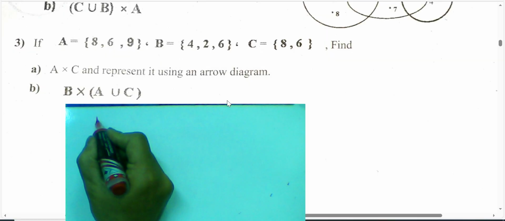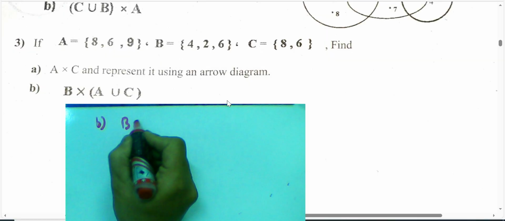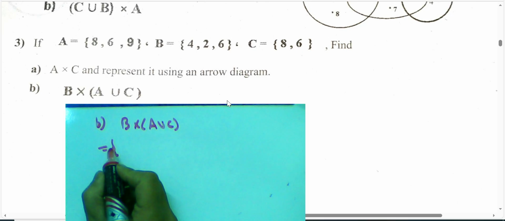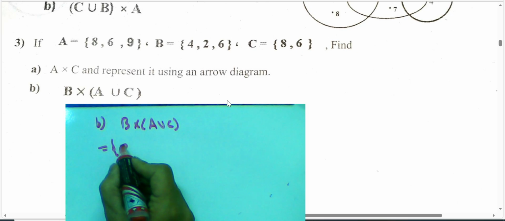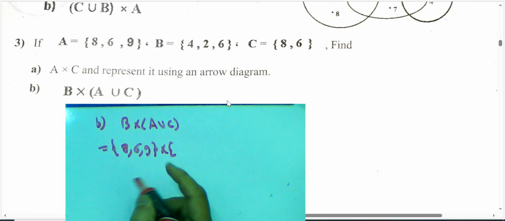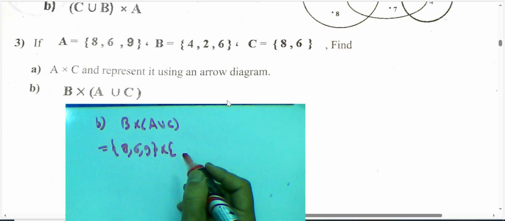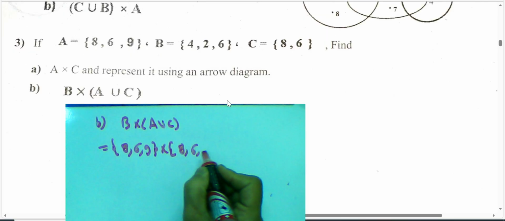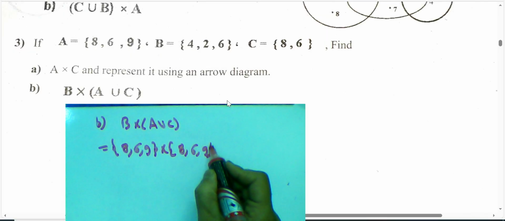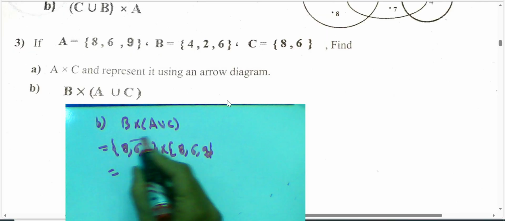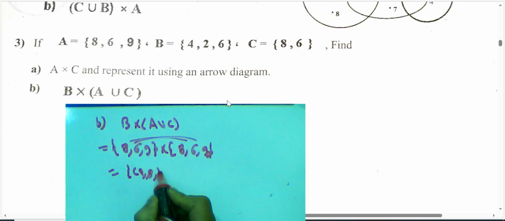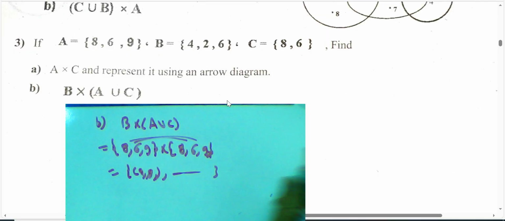Understood? Next question, letter B. B Cartesian product with A union C. The set of B here is 8, 6, 9. Cartesian product with the union of A and C. Write all elements in A: 8, 6, 9, and C: 6 and 8. 6 and 8 here, don't repeat. And then write all ordered pairs: 8 with 8, and 8 with 6, and so on. You can complete it.